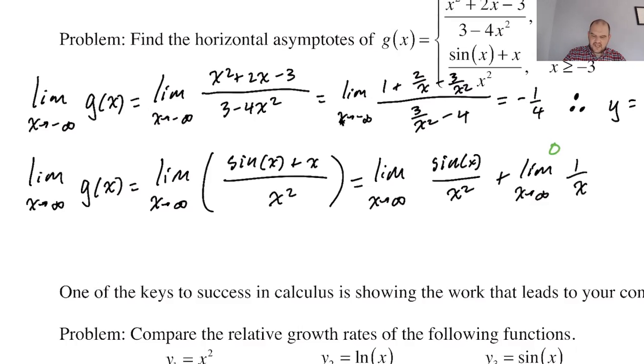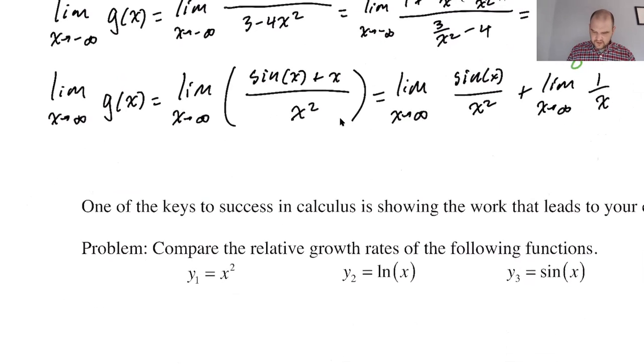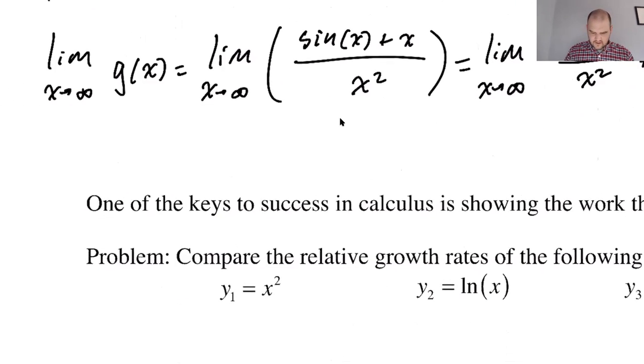The issue is sine of x over x squared is a little more complicated, because what is happening, right? So here's how we're going to think about that. This is called the squeeze theorem. We're going to squeeze this limit between two other limits that we definitely know. So watch and learn, everybody.